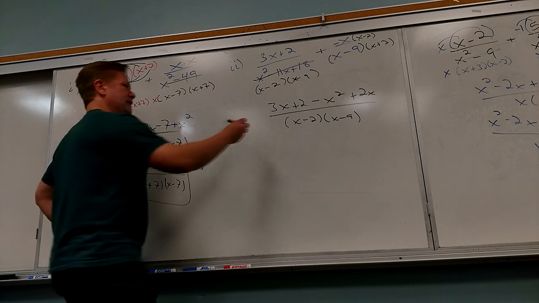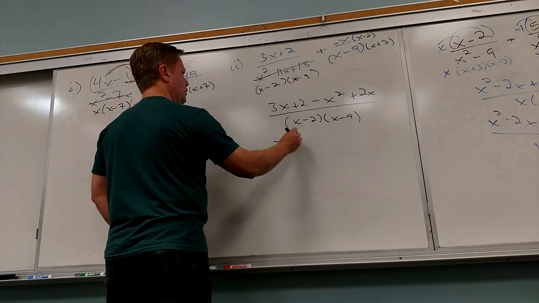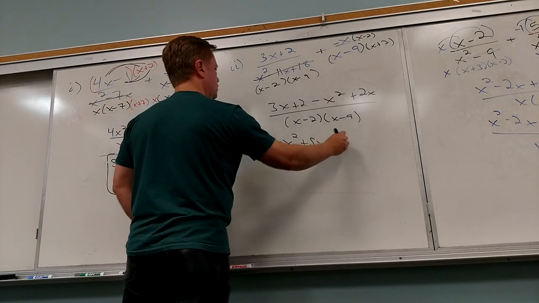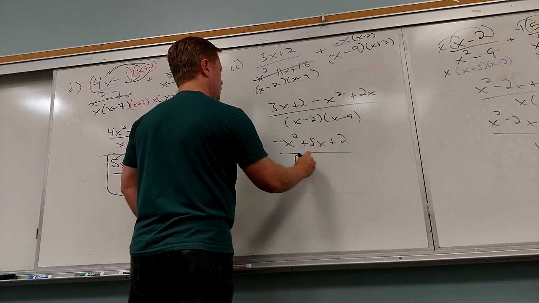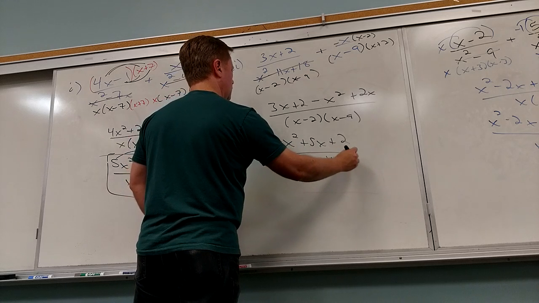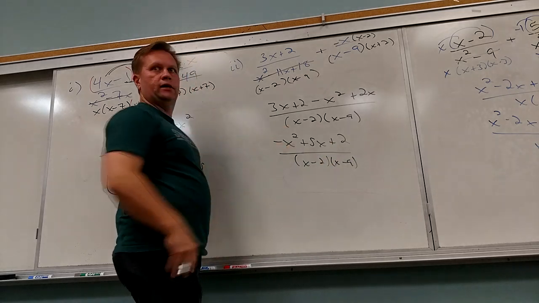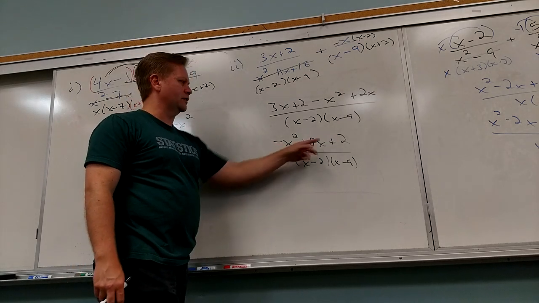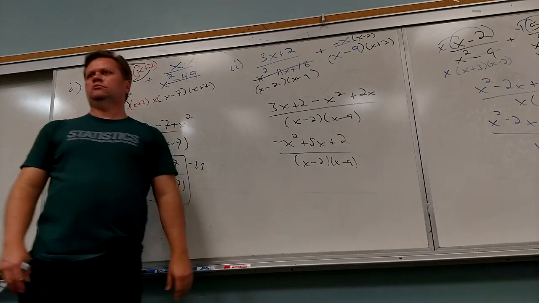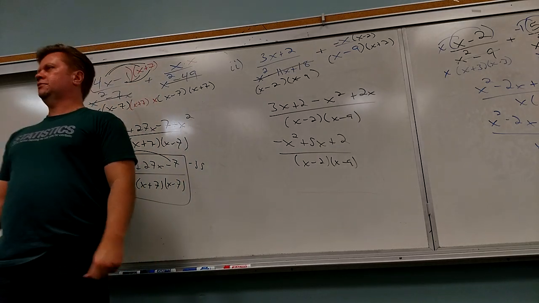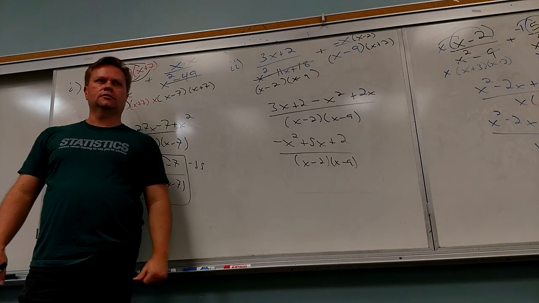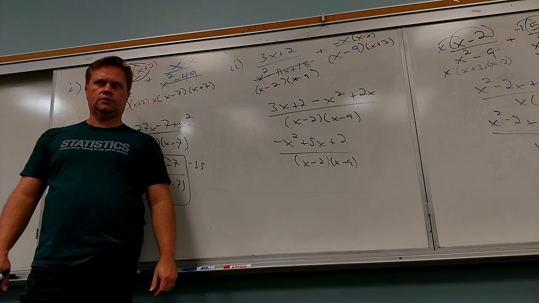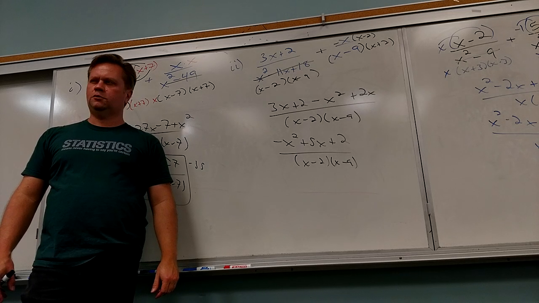So on the top I get negative x squared plus 5x plus 2 all over x minus 2, x minus 9. This ain't got a chance, right? Factors of 2, there's a negative there, but it almost doesn't matter. Factors of 2 to make 5, no. No. No. Is that all right? Okay.